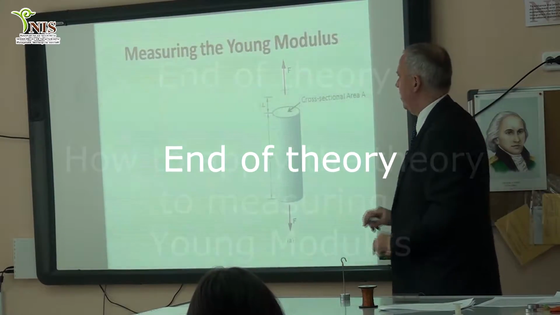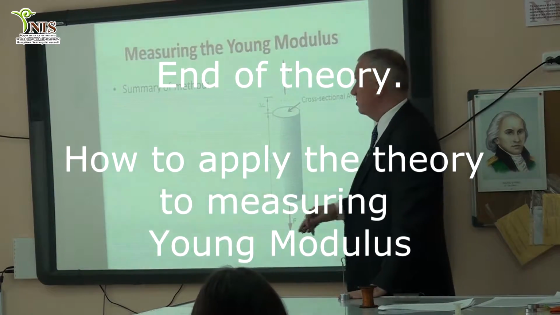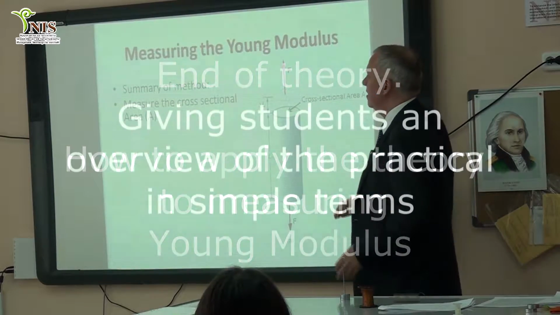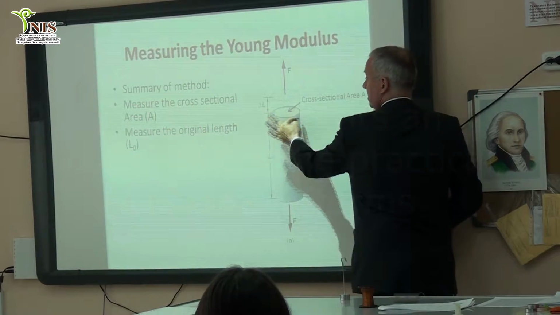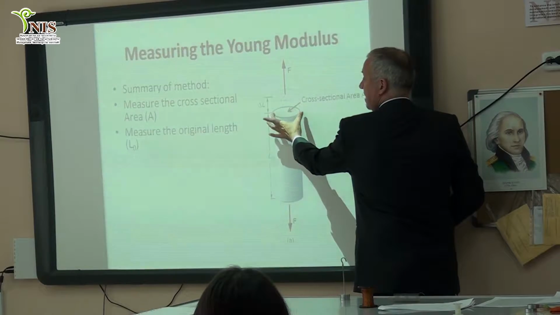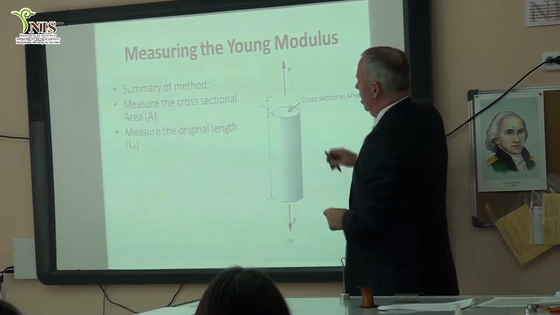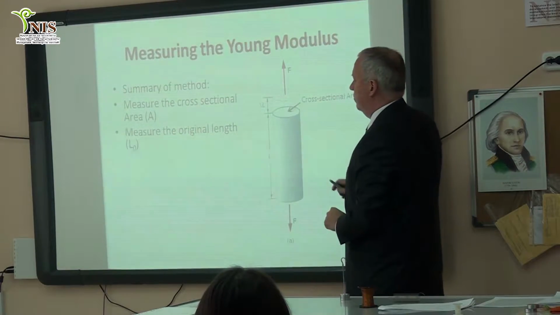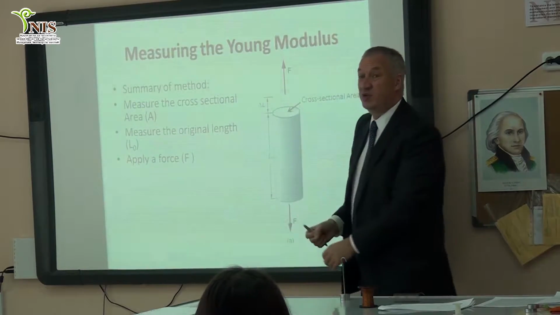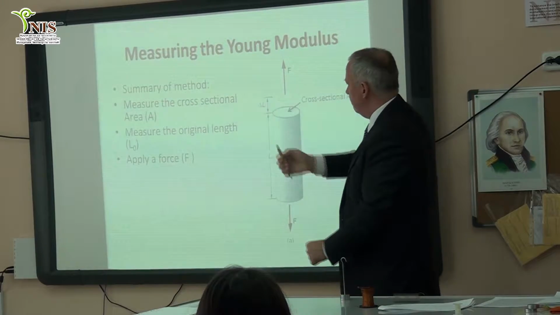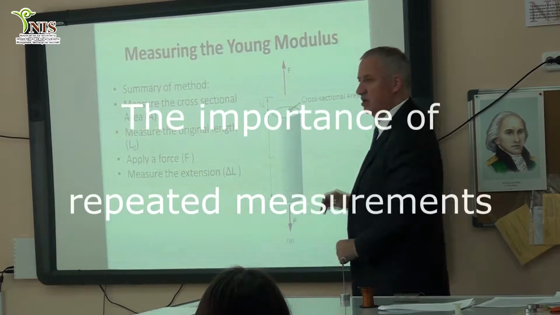Okay. So how will you measure it? Very, very simply, just a very quick summary. We'll go into more detail in just a second. You're going to measure the cross-sectional area. Now the cross-sectional area is this area here. Do that by measuring the diameter, and you know from your mathematics how to then calculate the area if you know the diameter. Measure the original length, which we're calling L0. Then we need to apply a force. We actually need to apply two forces to stretch it. And then we're going to measure the extension, how much it stretches.